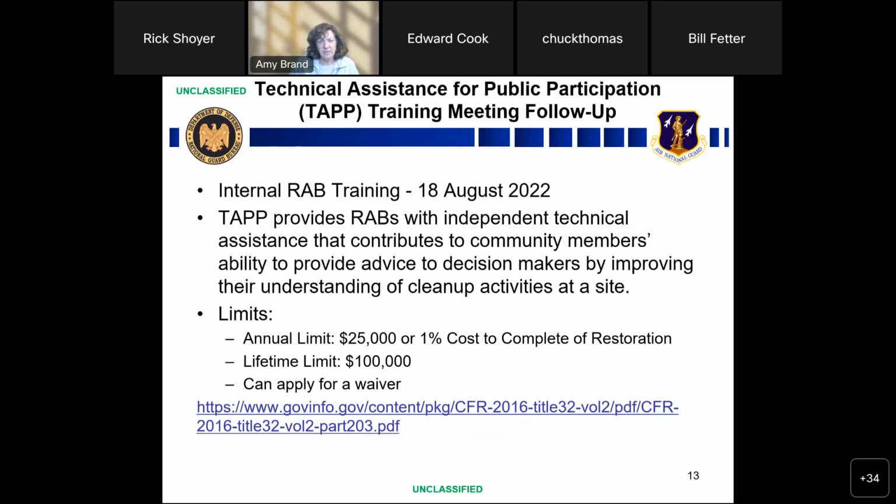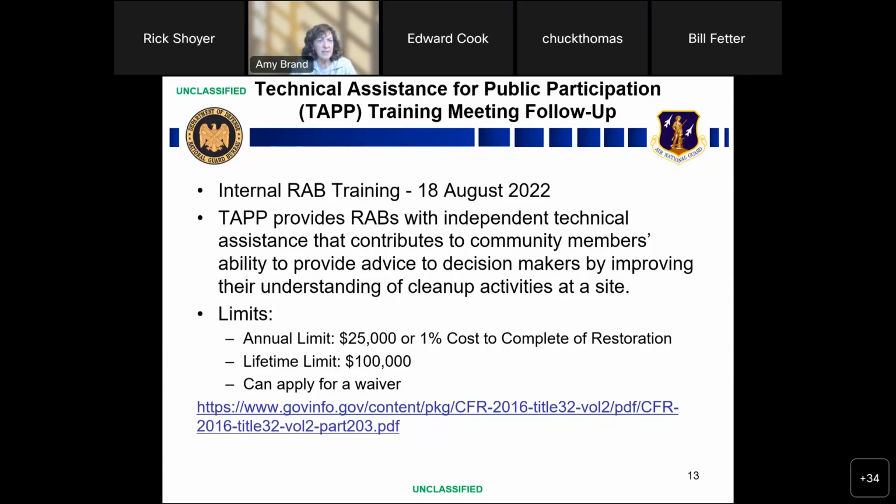What the TAP grant program does is it provides RABs with an opportunity to hire independent technical assistants that would contribute to people's understanding or their ability to provide advice to decision makers by improving their understanding of cleanup activities. So basically, you can hire a technical advisor to help you understand some of the technical aspects of the program. I know there are quite a few RAB members who have some technical and environmental specialties and are able to do some of that, but the TAP grant, should you choose to pursue one, could help you hire an independent technical consultant to do that.